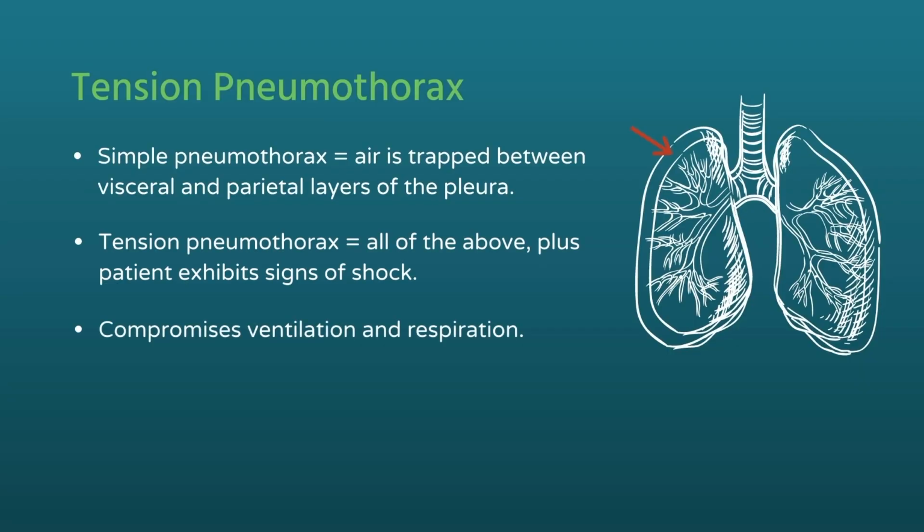How do you know this has developed? Well, what you'll start to see, and what distinguishes a simple pneumothorax from a tension pneumothorax, is that now that patient starts exhibiting signs and symptoms of shock. Because what happens is that, like I said, you have the ventilation problem and the respiration problem occurring. But as that air starts to get more and more plentiful in the chest and that lung gets smaller and smaller, eventually that air pressure starts to push on the heart as well.